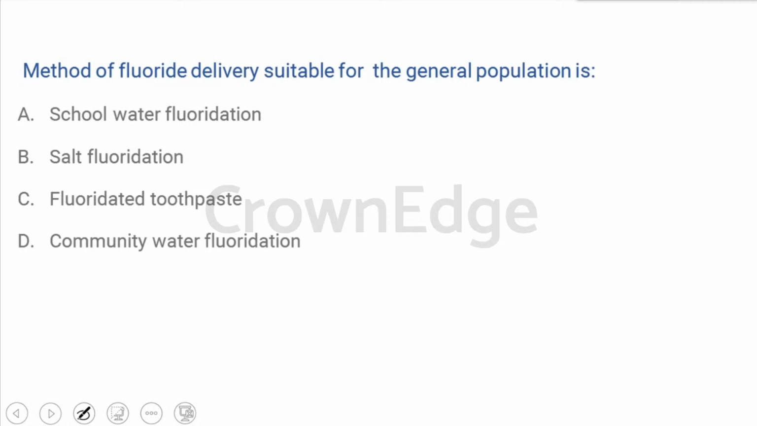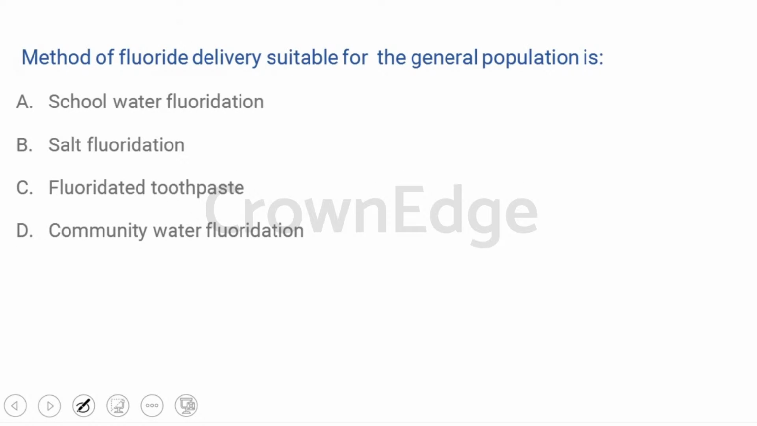Now we'll be talking about the method of delivery of fluoride, and in this presentation I'll be primarily concentrating on topical fluoride. But you do have questions on the systemic delivery as well. So the method of fluoride which is suitable for the general population is A. School water fluoridation, B. Salt fluoridation, C. Fluoridated toothpaste, and D. Community water fluoridation.